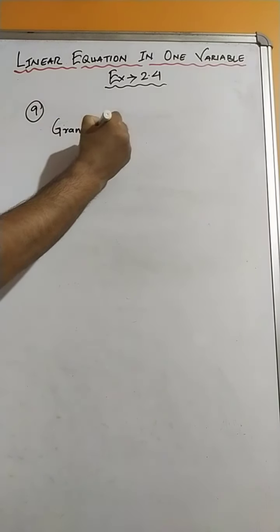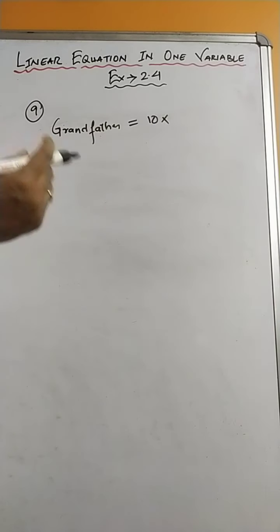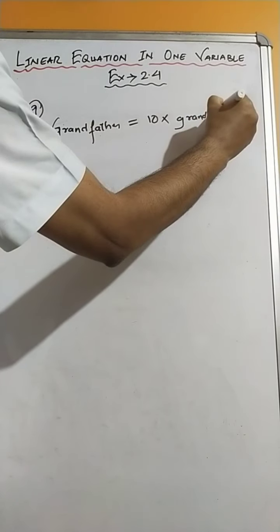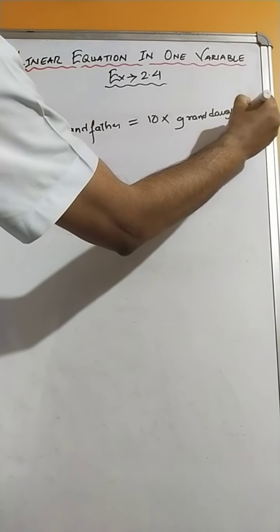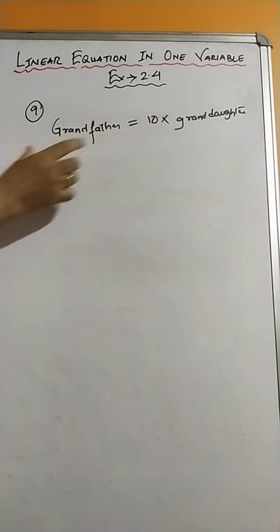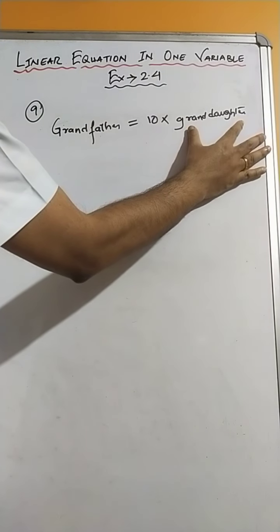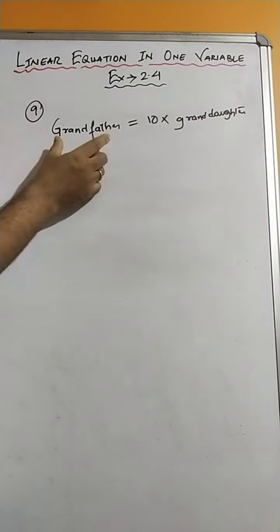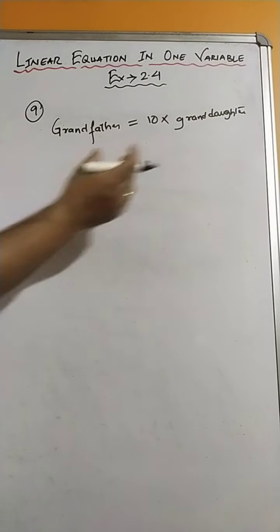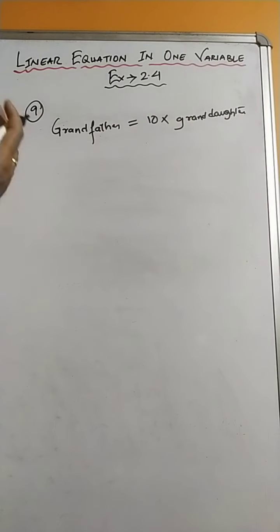Grandfather is equal to 10 times. 10 times means what? 10 into the granddaughter's age. So this is the equation that they have given. Now, in both cases, we do not know the age of the granddaughter, nor the age of the grandfather. So what is the first thing that we'll do? We'll let the granddaughter's age be X.